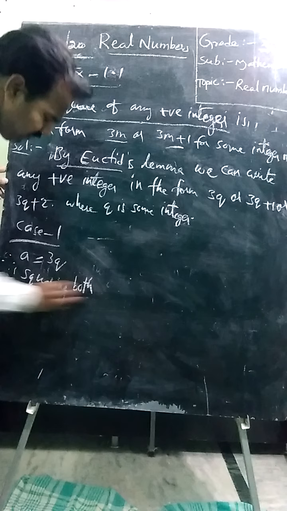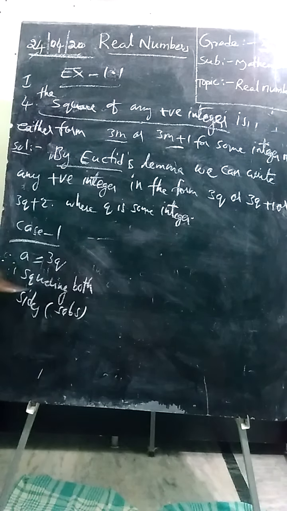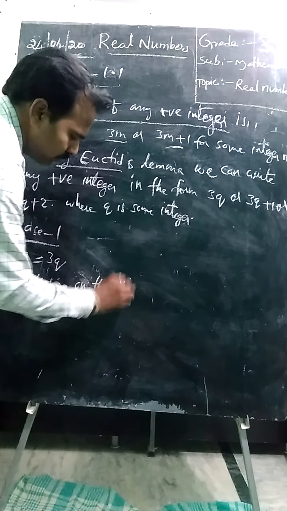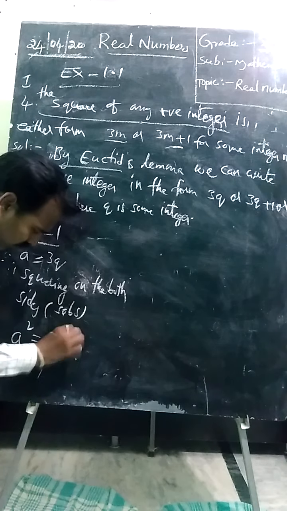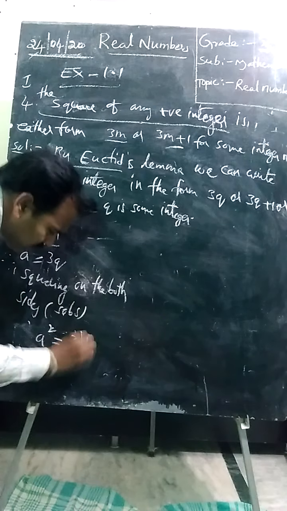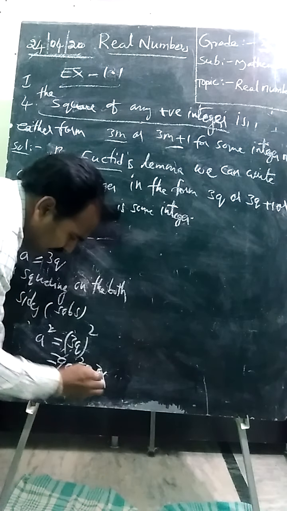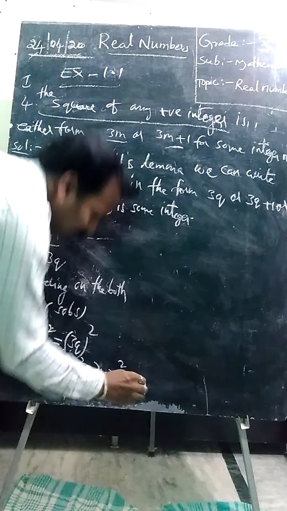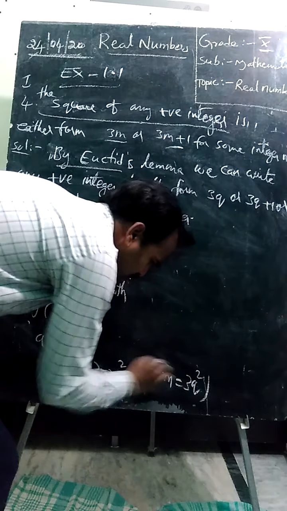Because it is given, squaring on both sides, SOBS in short form. Then a square equals 3q whole square, that is equal to 9q square. That we can write as 3 into 3q square, that is equal to 3m, since m we are taking as 3q square.